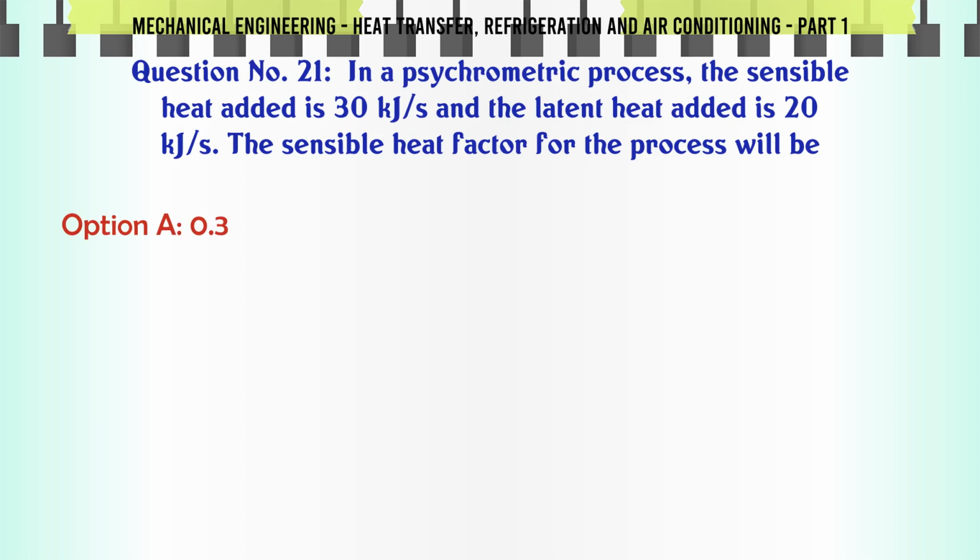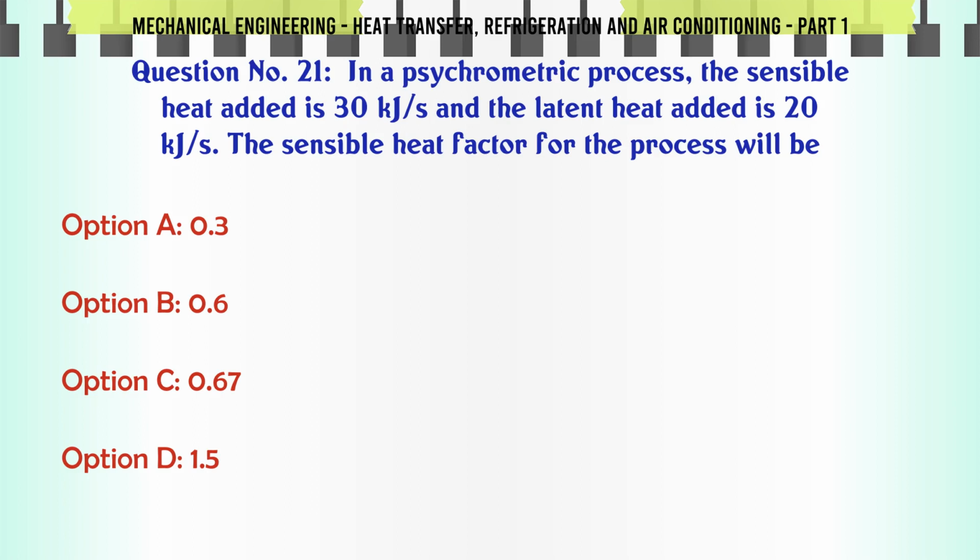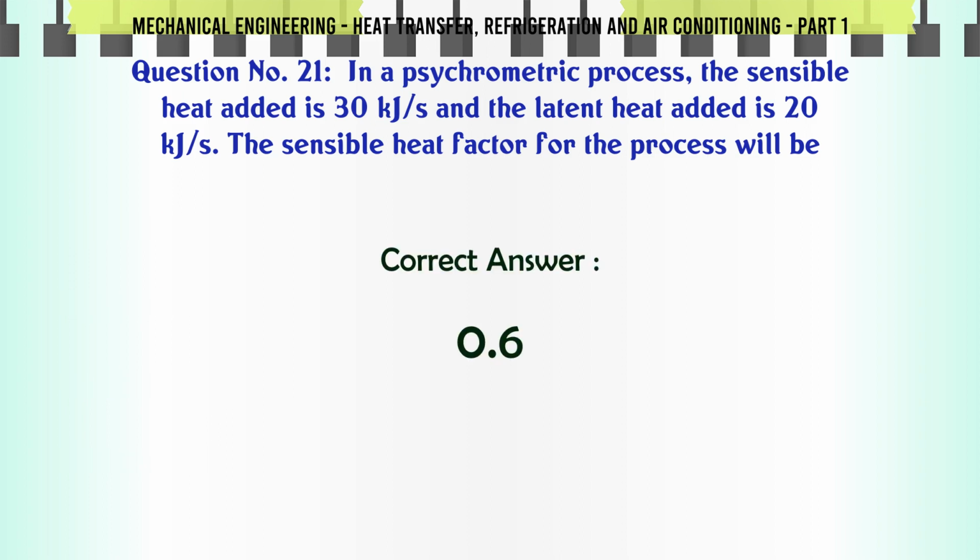In a psychrometric process, the sensible heat added is 30 kJ/s and the latent heat added is 20 kJ/s. The sensible heat factor for the process will be: A. 0.3, B. 0.6, C. 0.67, D. 1.5. The correct answer is 0.6.